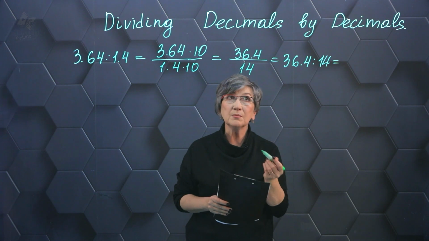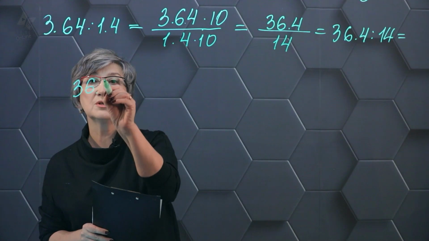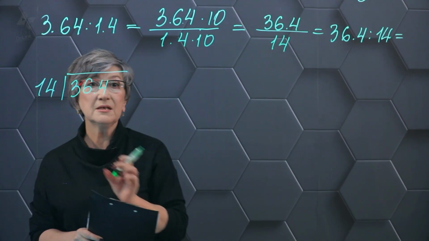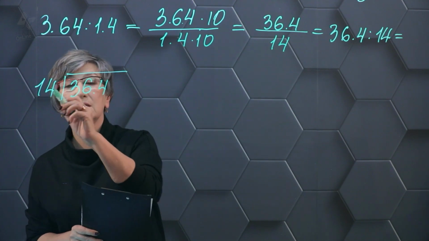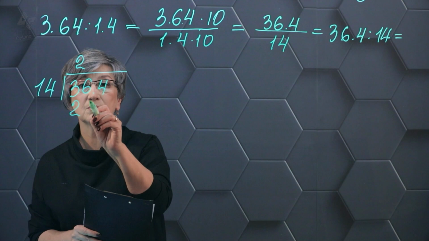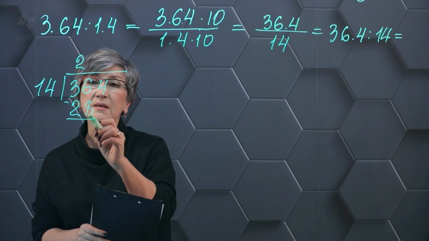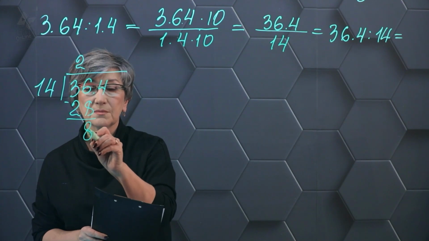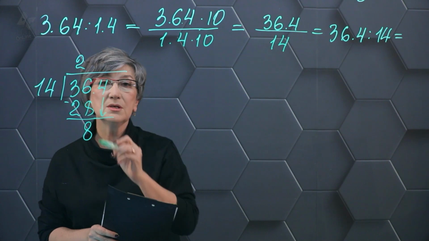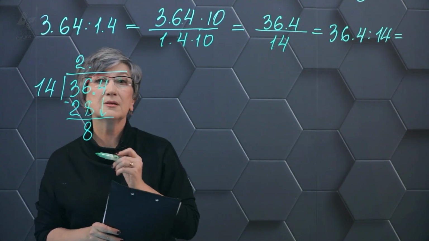By the rule we're using, divide by column, 36.4 tenths, I'm dividing by 14. Considering the whole part, 36, I divide by 14, taking 2 each. 2 times 14 is 28. Subtract 36 minus 28, that's 8. Next, I'm supposed to bring down the 4, but I've got a decimal point. So I put it in the quotient.